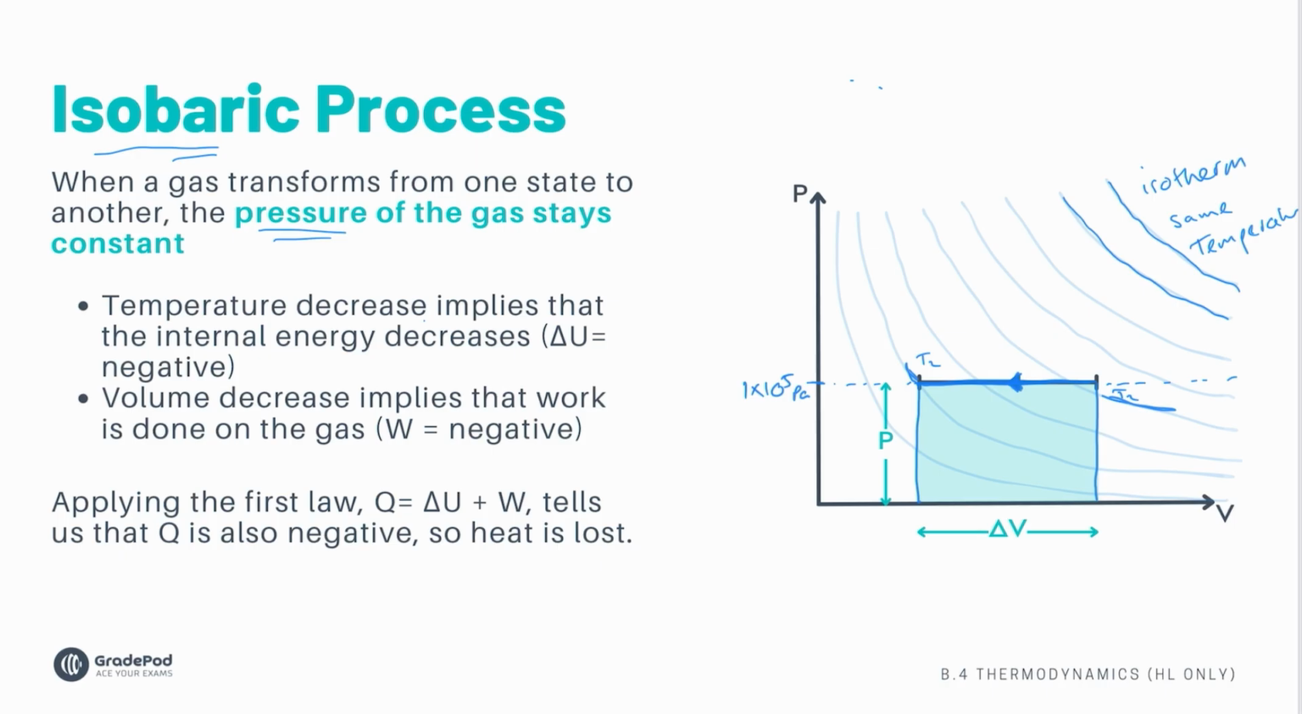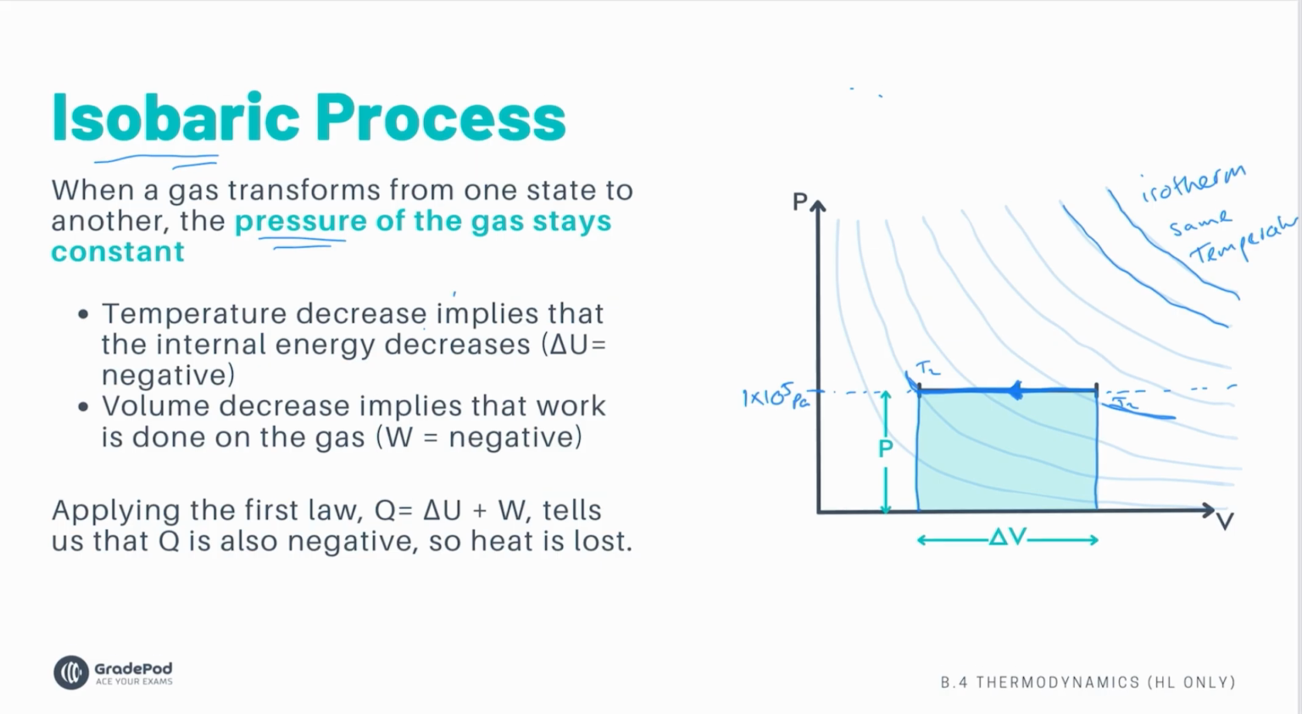And that implies that the internal energy is decreasing, because delta U is equal to 3/2 nRΔT. If the temperature decreases, then the internal energy decreases. We can also see that the volume decreases as well. It goes from V2 down to V1. It's a smaller volume. And by a smaller volume, again, remember W equals P delta V. If the volume decreases, then we're looking at negative work.